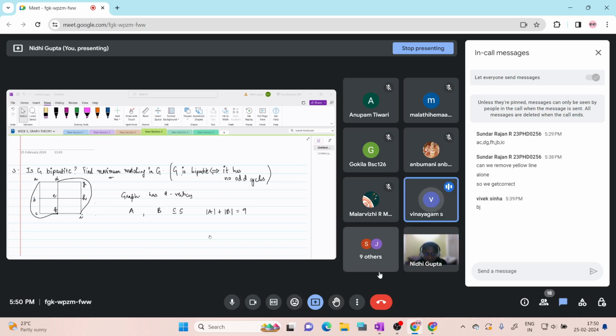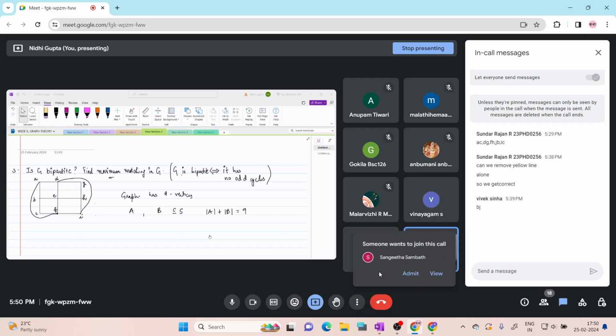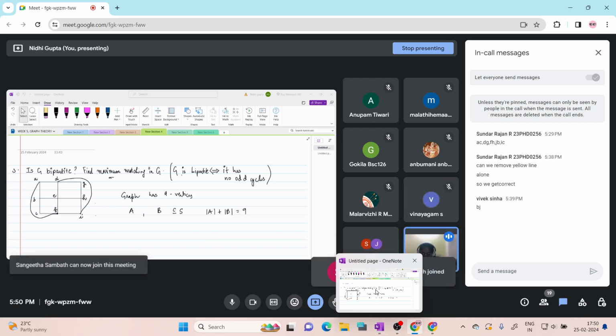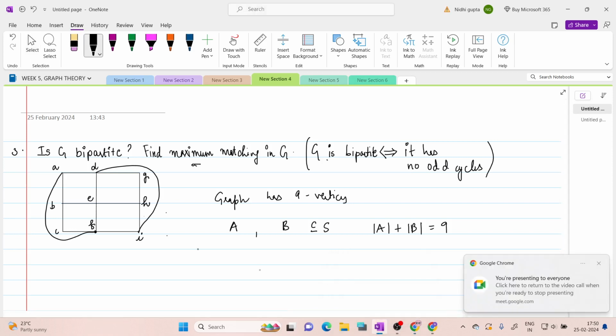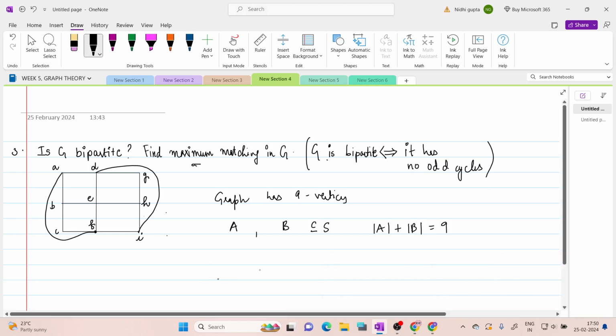Madam, a graph is bipartite if and only if it has no odd cycle, ma'am. So this graph is not bipartite, ma'am, because it has an odd cycle. What is the odd cycle? Which odd cycle are you talking about? You have to give me an odd cycle if you are saying it is not bipartite. Odd cycle means a cycle with an odd number of edges. So what is the odd cycle in this graph?